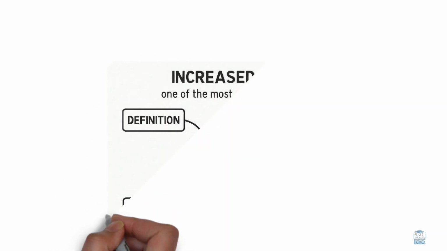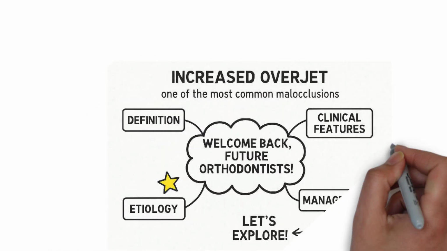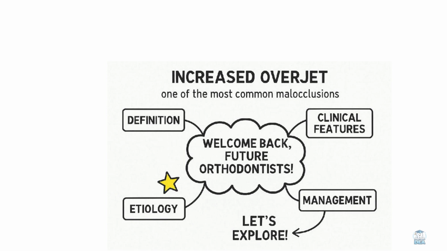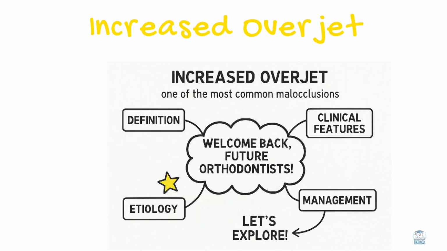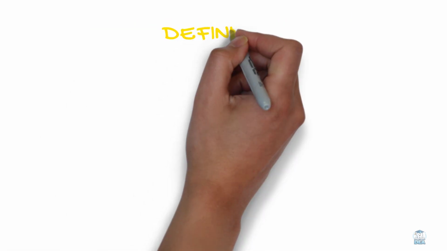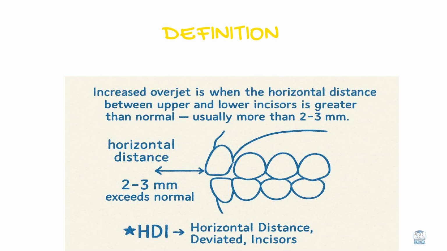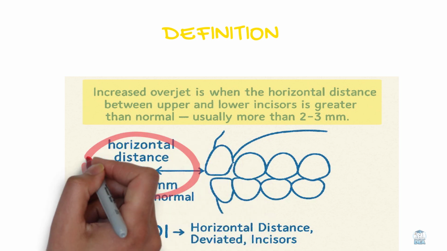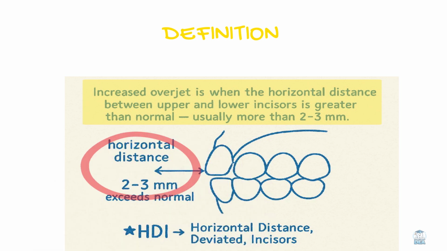Welcome back, future orthodontists. Today we discuss increased overjet, one of the most common malocclusions. Increased overjet is the horizontal distance between upper and lower incisors exceeding the normal range, typically more than 2 to 3 millimeters. Remember the mnemonic HDI, horizontal distance, deviated incisors.